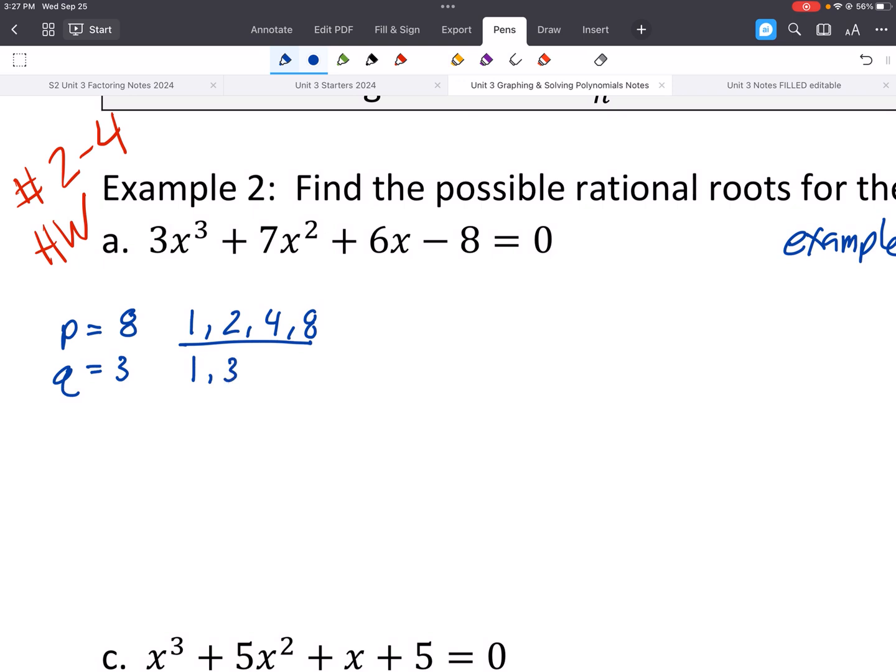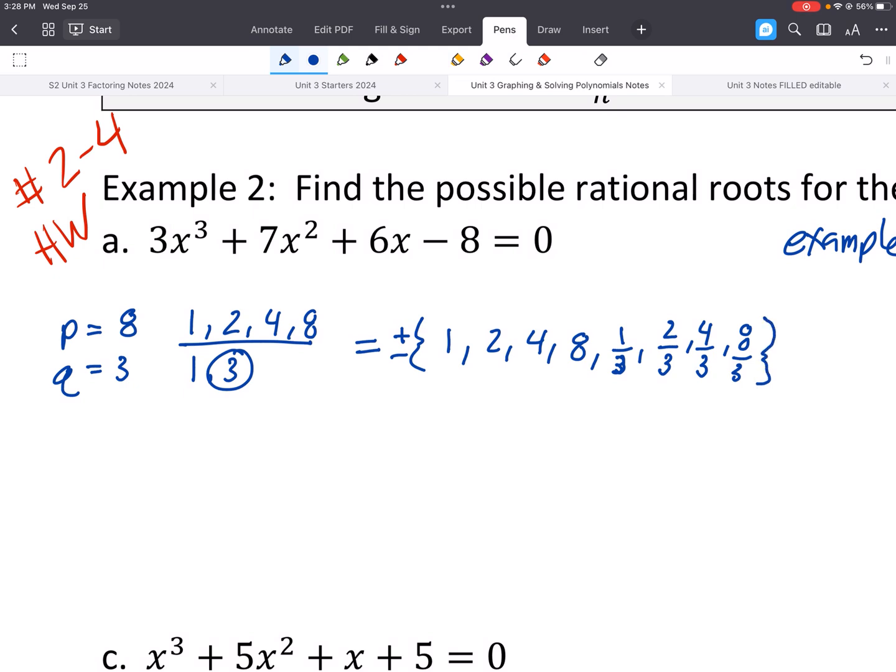So if we want to write down all those combinations, this one's a little longer. So we could do 1 over 1, which is just 1. 2 over 1 is 2. 4 over 1 is 4. 8 over 1 is 8. And then we'll do when the denominator is 3. So we would get 1 over 3, 2 over 3, 4 over 3, and 8 over 3.